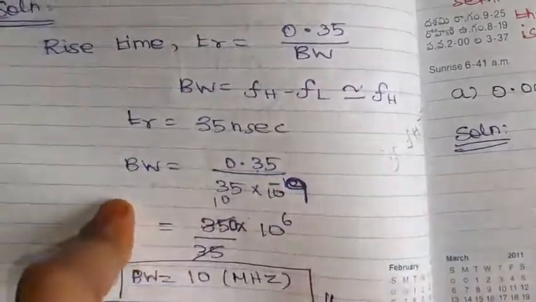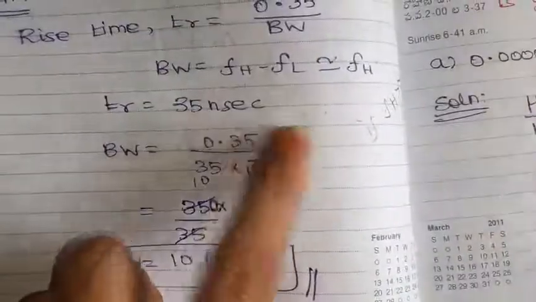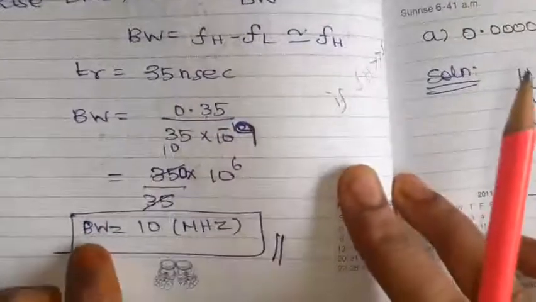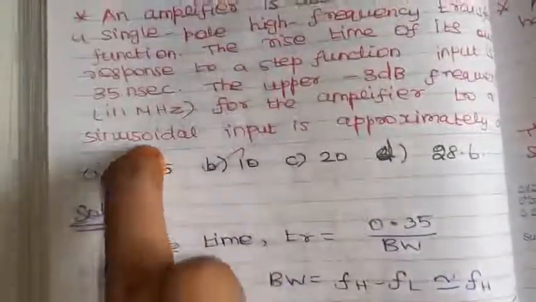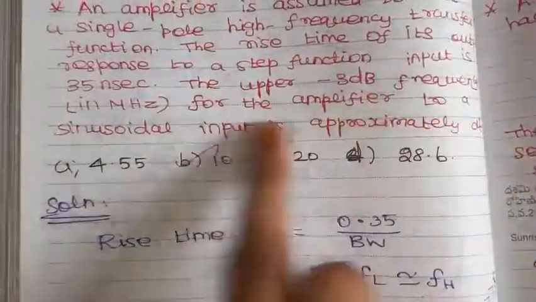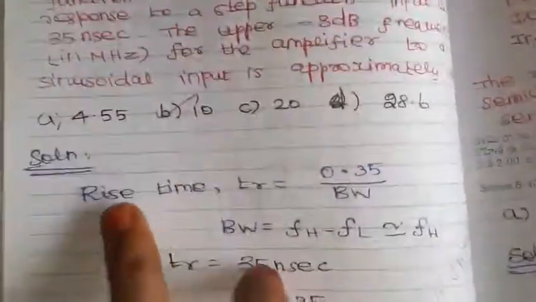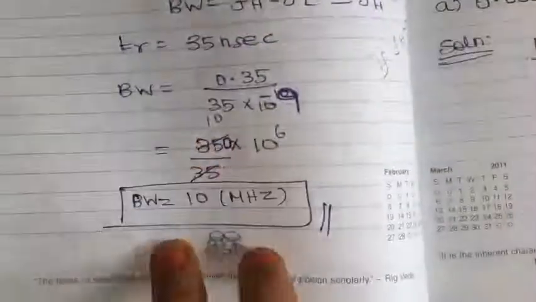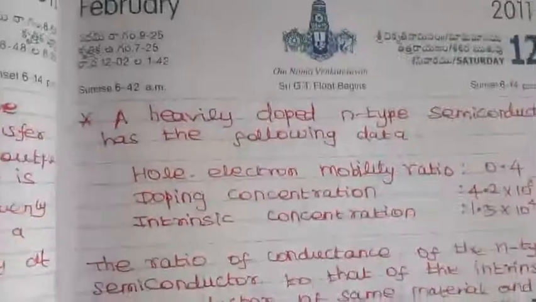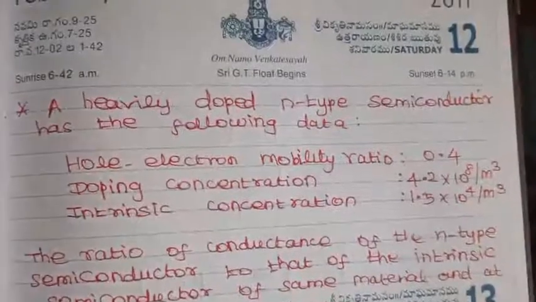Rise time is given as 35 into 10 power minus 10. By solving, we get bandwidth equal to 10 megahertz. Because in the formula the upper 3 dB frequency is the bandwidth itself, in megahertz it is 10 megahertz. We'll move on to the next problem.